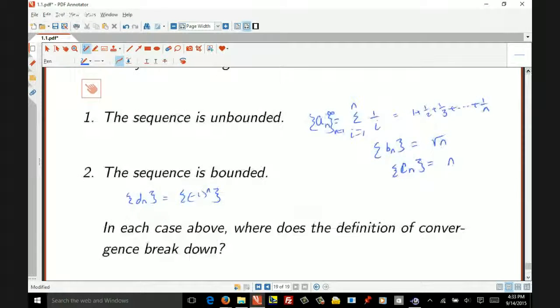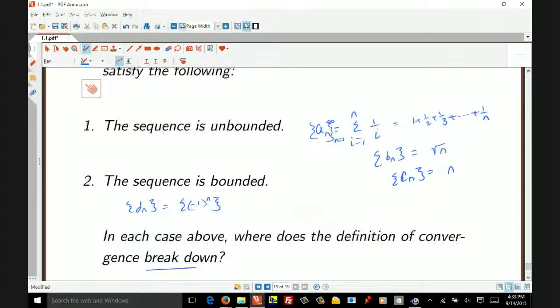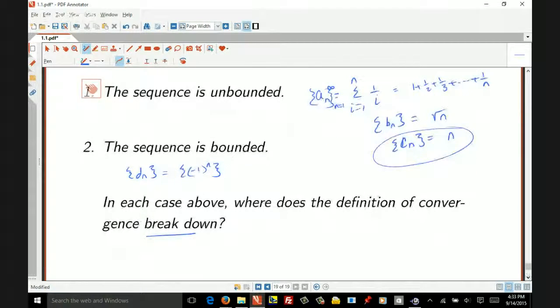So, what breaks in the definition of convergence? In the unbounded case, if you were trying to show that c_n converges, say, where would that fail? Yeah, you can't even write c_n minus infinity. You can't write that. So you don't have a limit.